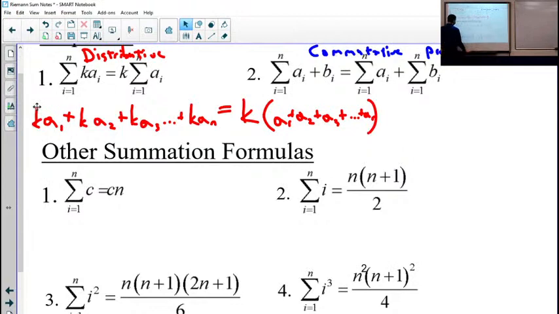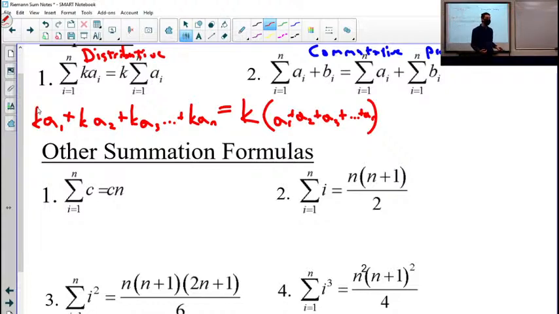Other summation formulas. The sum from 1 to n of c, some constant, is c times n. This is defining multiplication.